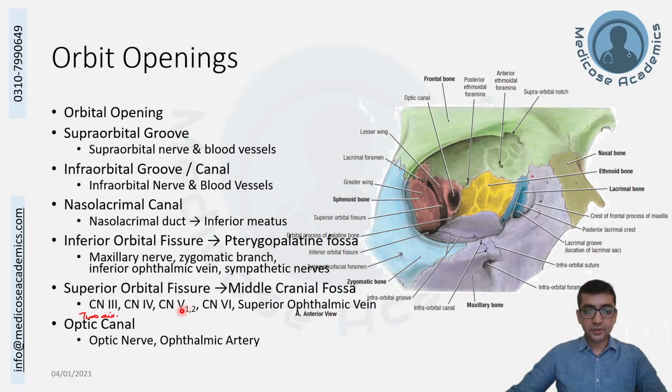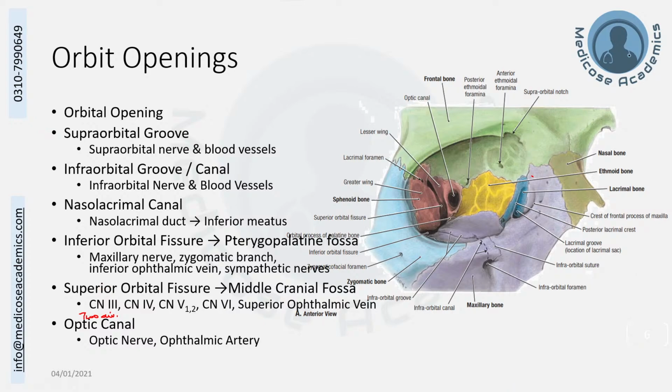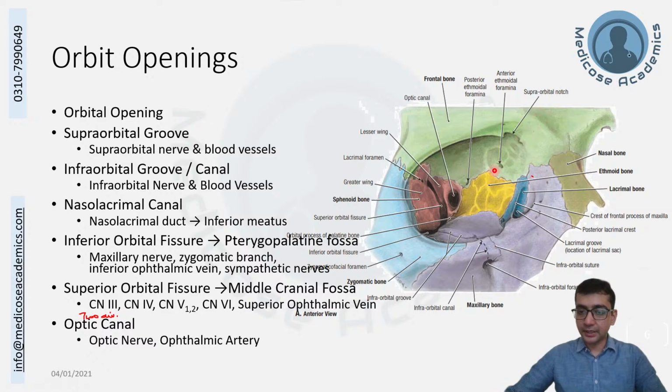Talking about the first division of the trigeminal nerve, the ophthalmic division, it does not enter as itself. It breaks into three branches, the frontal, lacrimal, and nasociliary, and they enter independently into the orbit. So these branches are entering independently.